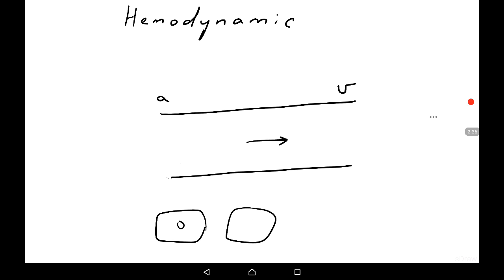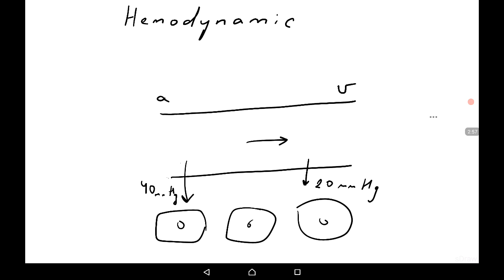The cells surrounding the capillary, and hydrostatic pressure in the arterial part of the capillary is 40 millimeters mercury. In the venous part it is lower, it is only 20 millimeters mercury. The blood pressure decreases from aorta to veins because the energy of the cardiac output is lost due to the resistance of the vascular wall.